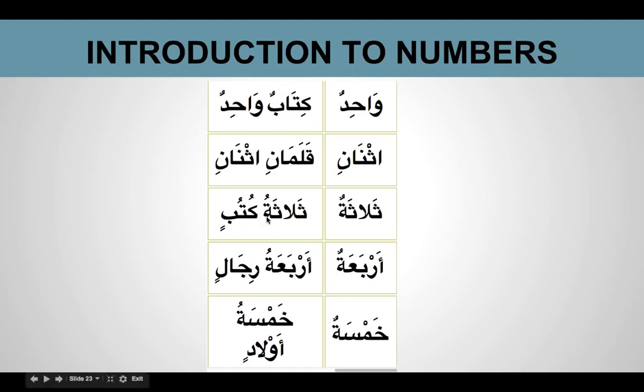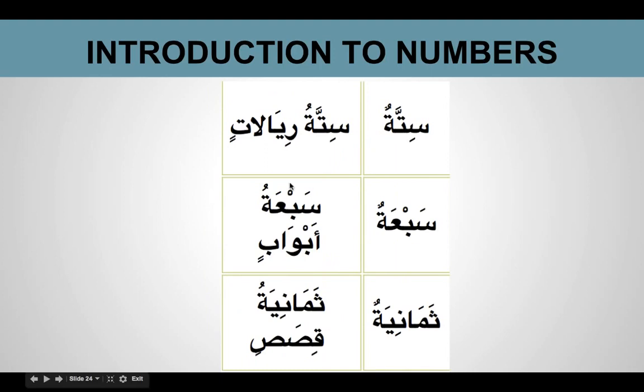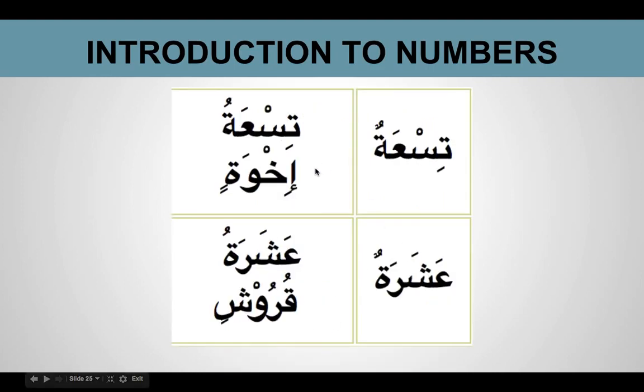So thalathatu kutubin, arba'atu rijalin, khamsatu awladin, sittatu riyalatin, 6 riyals, sab'atu abwabin, 7 doors, thamaniyatu qisasin, 8 stories, tis'atu ikhwatin. Ikhwatin is plural for akhun. So 9 brothers. Asharatu qurushin. Qurush means loans. So 10 loans. This is how we use the numbers.